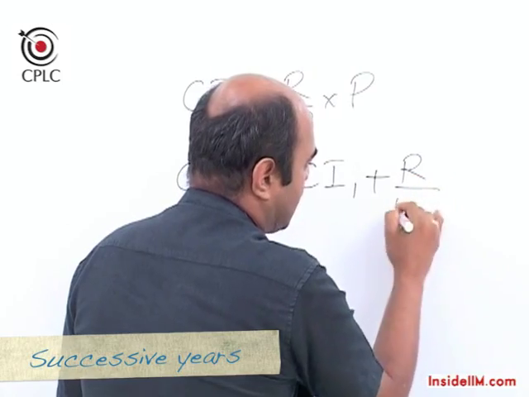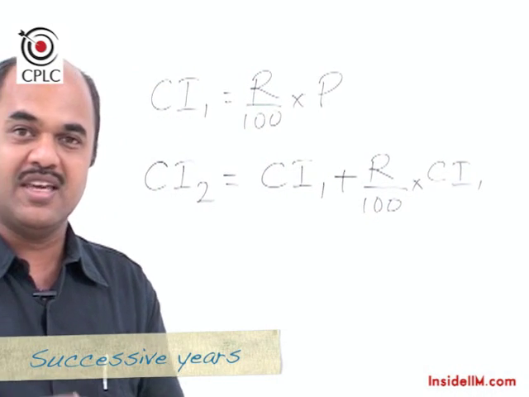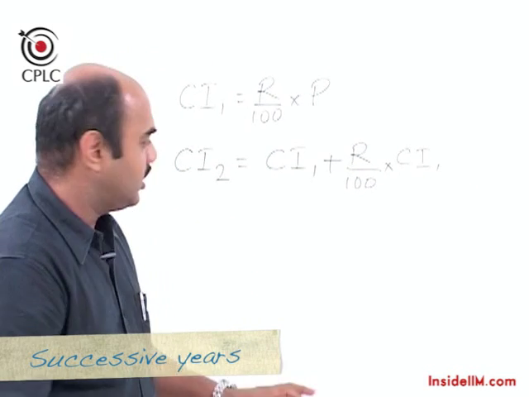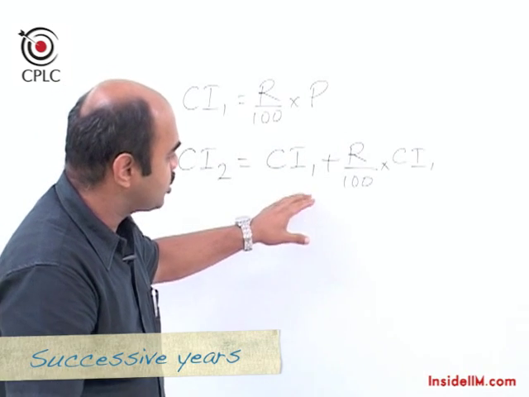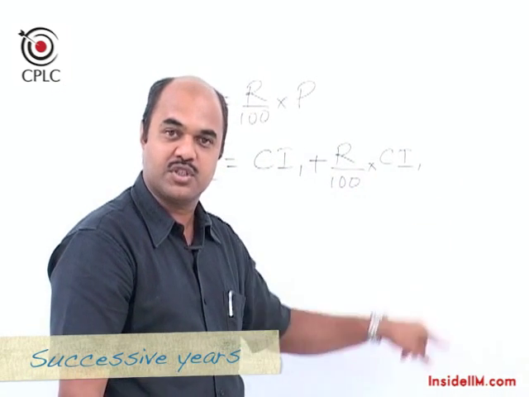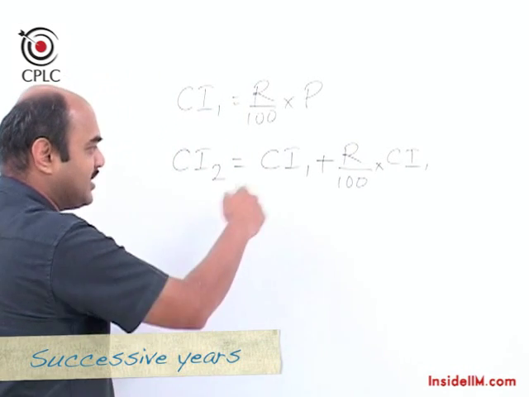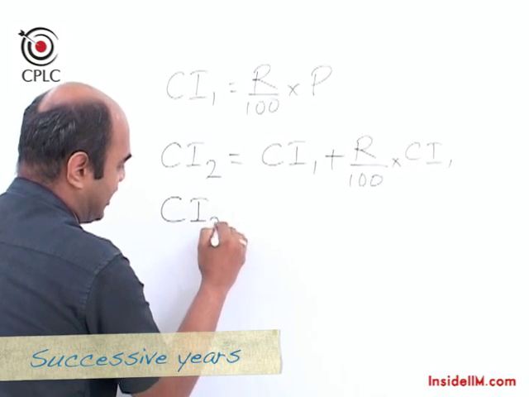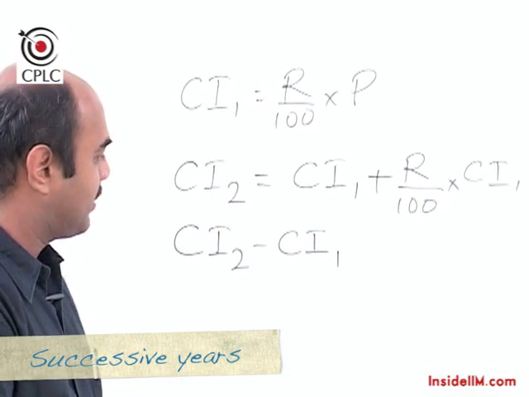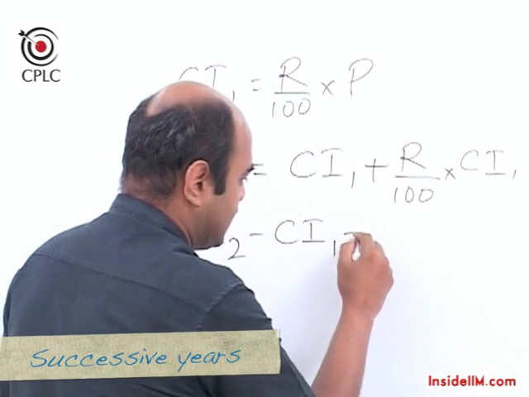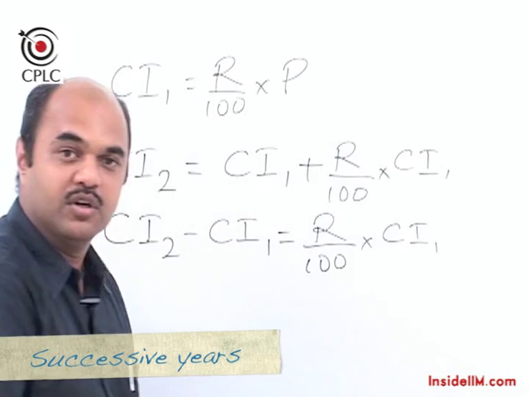plus R% of the first year's compound interest. This is because in the second year, you not only earn equivalent of what was earned in the first year, but you also earn interest on the first year's interest because that was added back to the principal. And hence, if we now rearrange the terms, we get compound interest of year 2 minus compound interest of year 1 is equal to R% of compound interest of year 1.